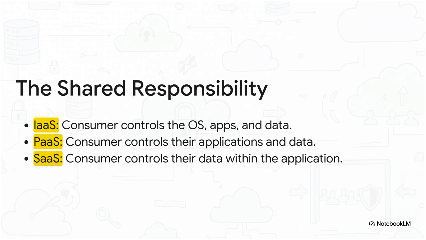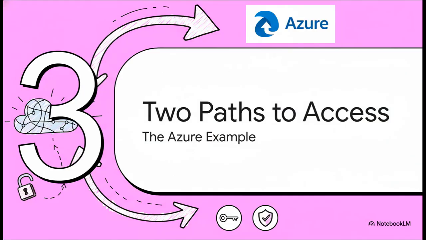And this brings up a super important idea called the shared responsibility model. Think of it like renting a house. With IaaS, you're just renting the plot of land. You've got to build the house, put in the locks, everything. With SaaS, it's more like renting a fully furnished apartment. The landlord takes care of the building security, but you are still responsible for locking your own front door and not leaving your valuables out. It's a partnership.